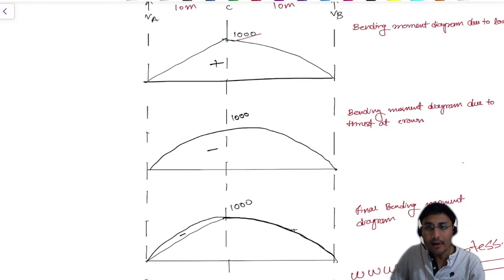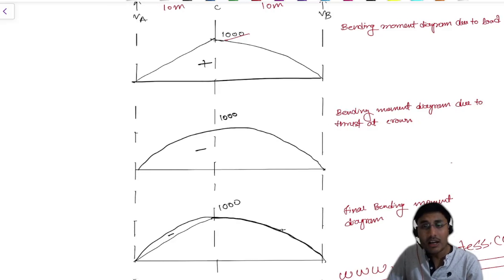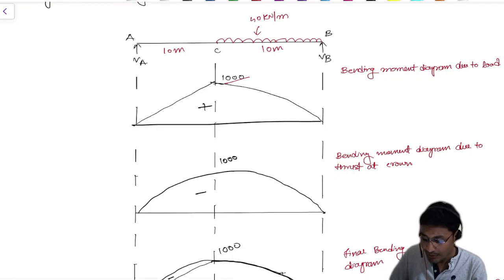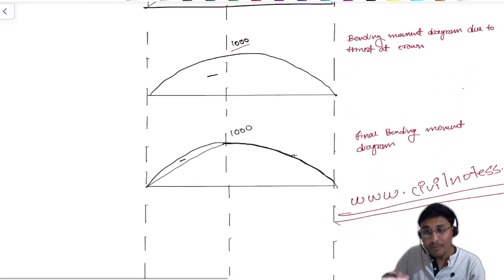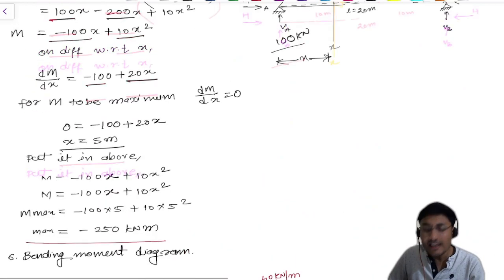Now you need to calculate the bending moment at the crown. That is also calculated as 1000 kilonewton. So when you mix both diagrams, you will get the value of 1000 here. This is the way you can solve this numerical in a very easy way.